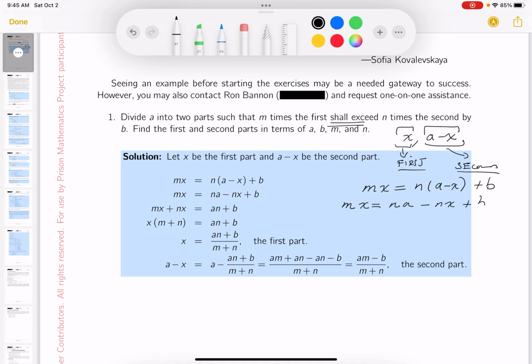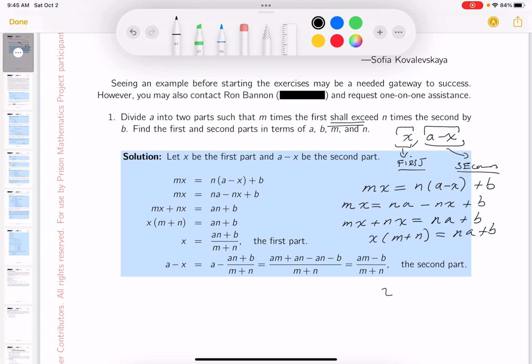plus B. Now, what I like to do is we're looking for X. We're trying to solve for X. I'm going to try to get the X onto one side. And you would get MX plus NX equals NA plus B. Now, what I'm going to do, I'm going to factor out the X. And what are you left with? M plus N. And that would equal NA plus B.